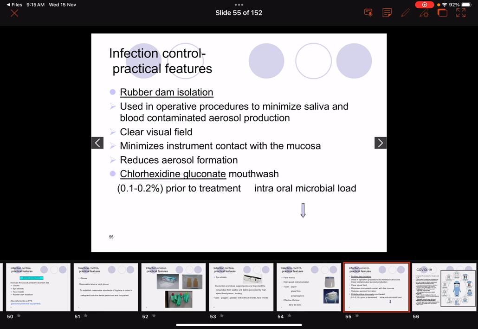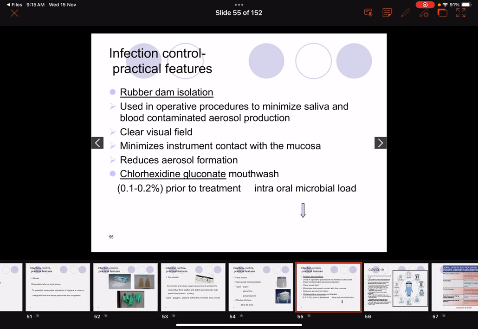Then rubber dam isolation, which is very important abroad, but in the Indian scenario is not much used. But it has to be used in operative procedures to minimize saliva. Saliva contamination is one of the major reasons that restorations don't last long, along with blood-contaminated aerosol production. It gives a clear visual field, minimizes instrument contact with the mucosa, and reduces aerosol formation. Chlorhexidine gluconate mouthwash prior to treatment decreases intraoral microbial load.